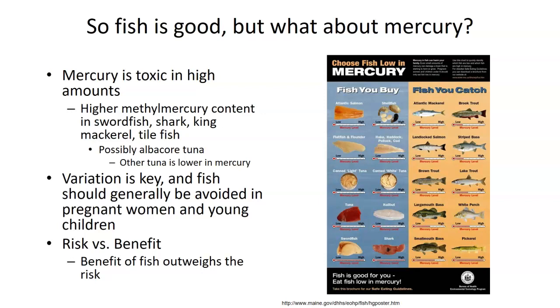The real key here is, and you can see this nice chart on the right-hand side, fish you buy versus fish you catch, and it shows the mercury level for you. When you go into a fish market, go ahead and type in the fish you're about to buy and just type in mercury, and it will tell you immediately through Google or whatever you use for your searching, something will pop up to tell you how much mercury is there and whether you should consume it and how often you should consume it. But keep in mind the benefit of consuming omega-3s and omega-6s outweighs the risk of mercury, especially if you stay in those low categories.